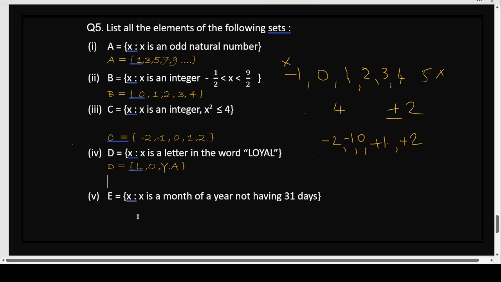Next one. E is x such that x is a month of the year not having 31 days. It's pretty straightforward. We can give the list of all the months which are not having 31 days in the roster form like this. That is February, April, June, September and November. These are the months that are not having 31 days. So we'll move to the next question.